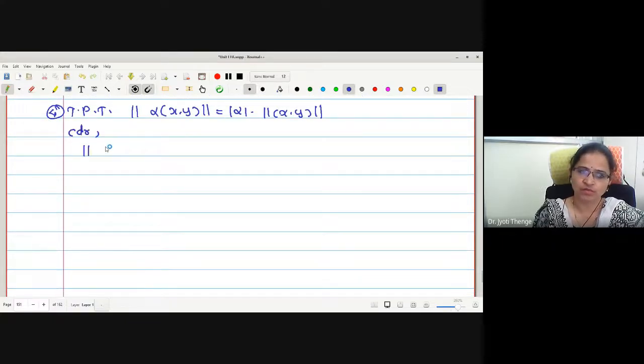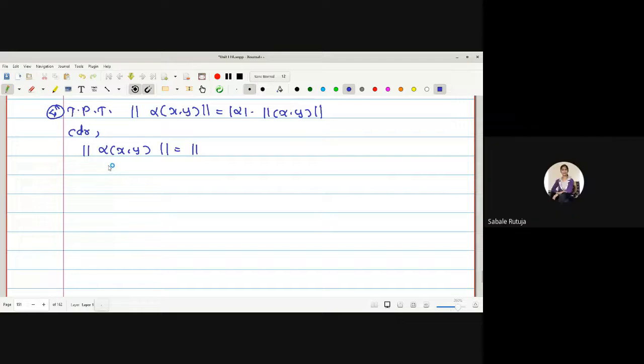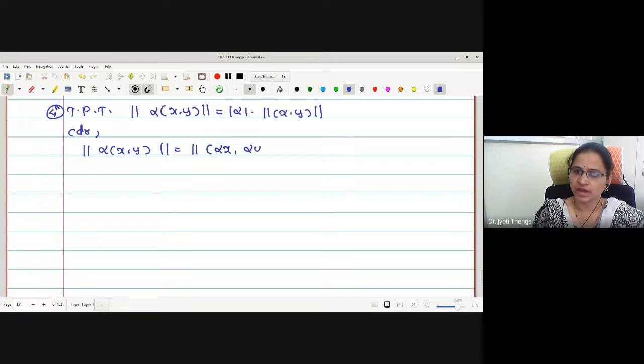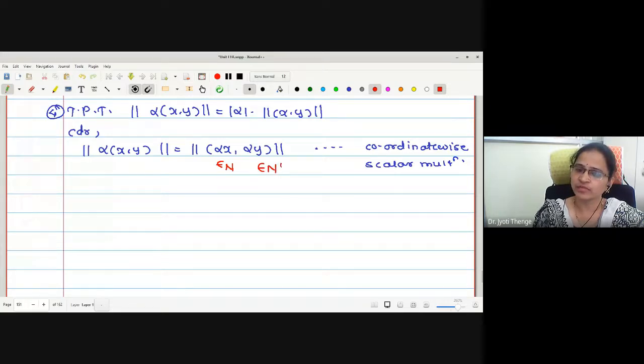Consider norm of alpha into (x, y). Okay, what does one have to do first? Can we take alpha out here itself? No, ma'am. No. Multiply it. Yes, we will multiply first: alpha x, alpha y. Reason? Coordinate-wise scalar multiplication. Correct? Now, if x is an element of N, what about alpha x? Element of N, and alpha y will be an element of N dash.